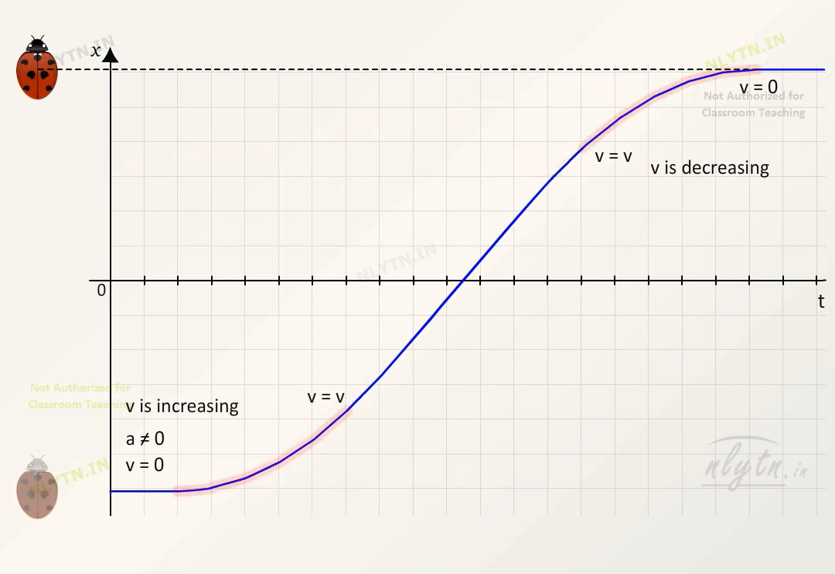Thus we can say that the curved regions in the position-time graph represent acceleration or varying velocity. However, we cannot say whether the acceleration is constant or not, because for both constant and varying acceleration, we will get a curve in the position-time graph.